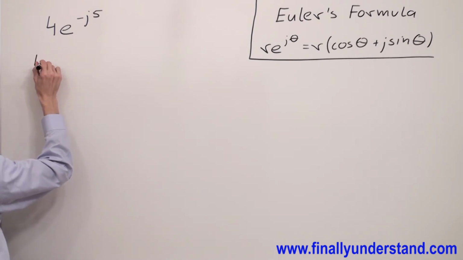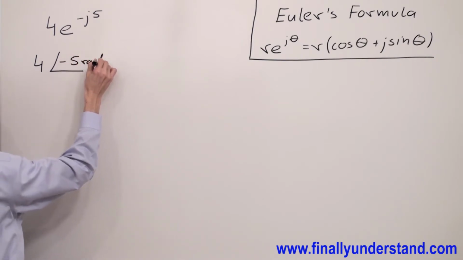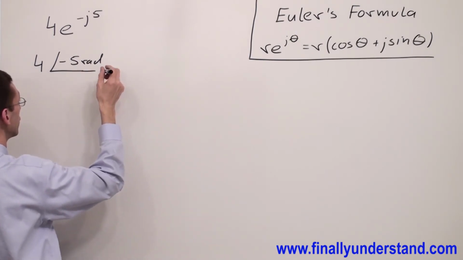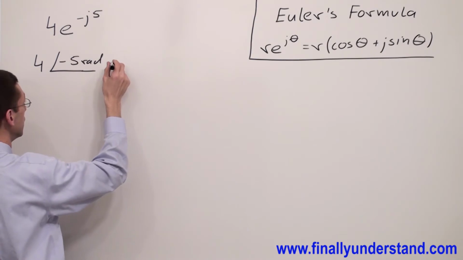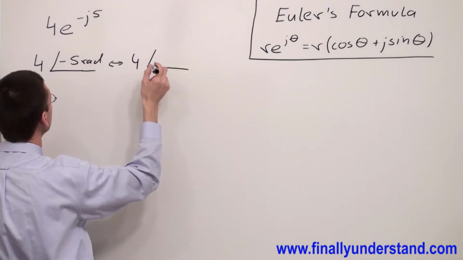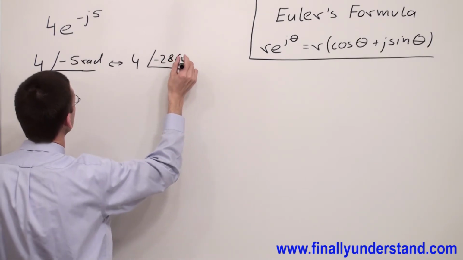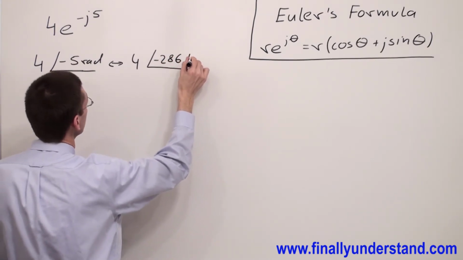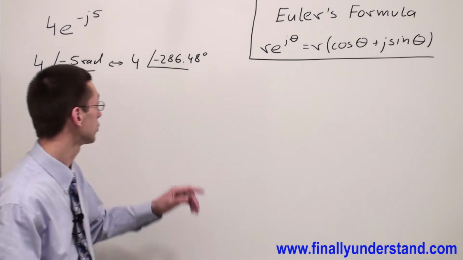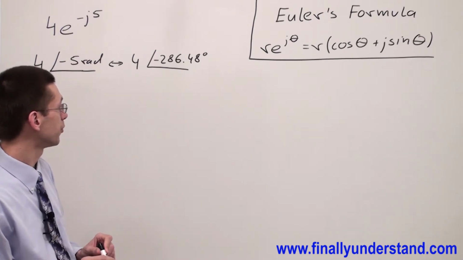So I have magnitude and angle, in this case, -5 radians. If you want to express the complex number in polar form but with the angle in degrees, you're supposed to write simply 4 and angle -286.48 degrees.